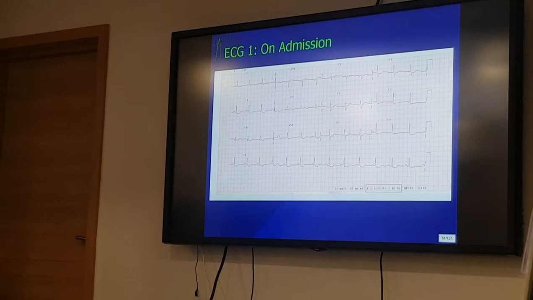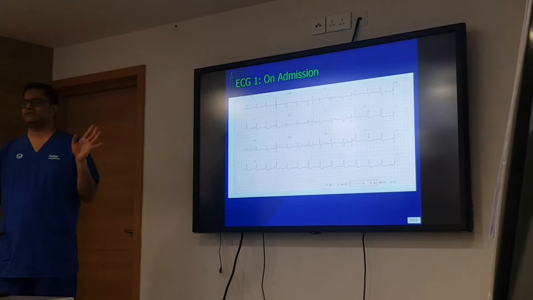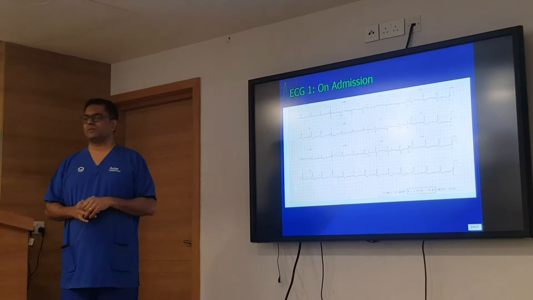Okay, interpret the ECG. Any abnormality you see? Yeah, who all can see ST depression? Just be honest. If you don't see it, it's fine. Who all don't see ST depression? Just put your hand up. It's okay, just be honest. I can show you, that's fine. Who all can't see ST depression on the ECG? Everybody can see? Everybody's happy? Yeah, you can see that, right?